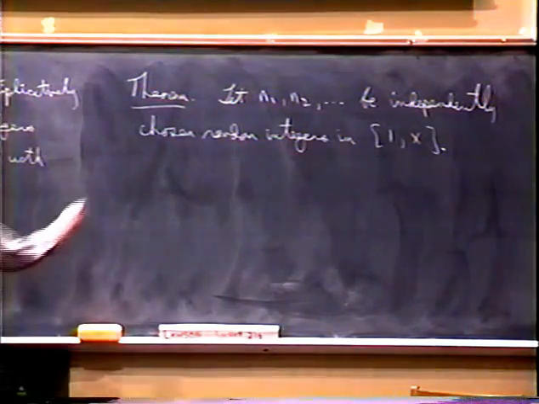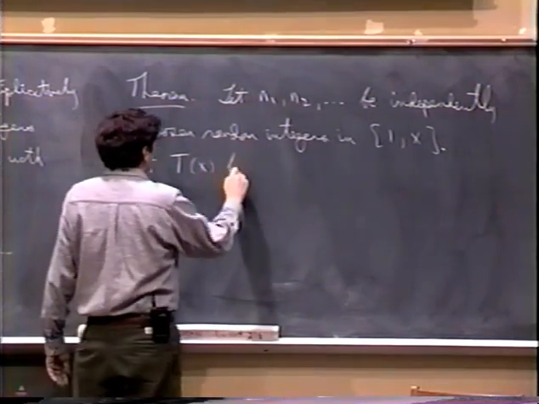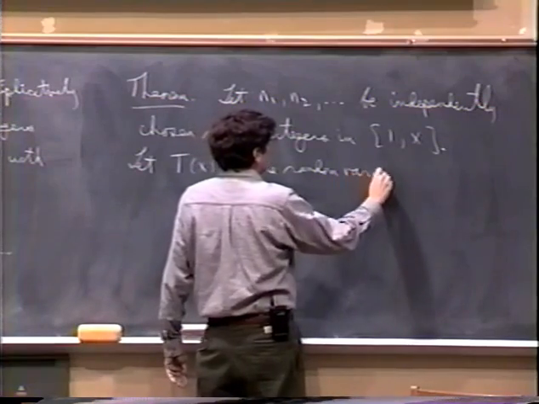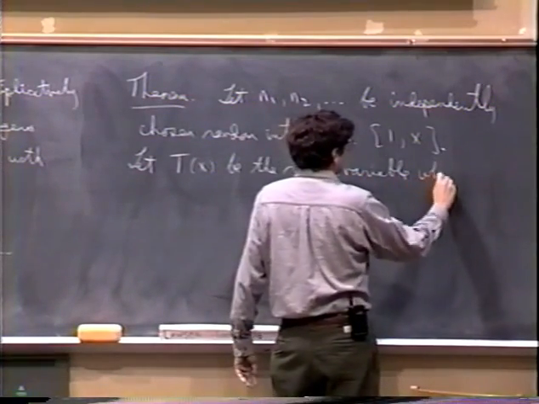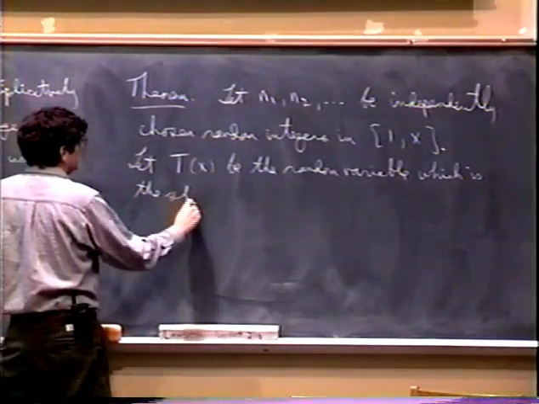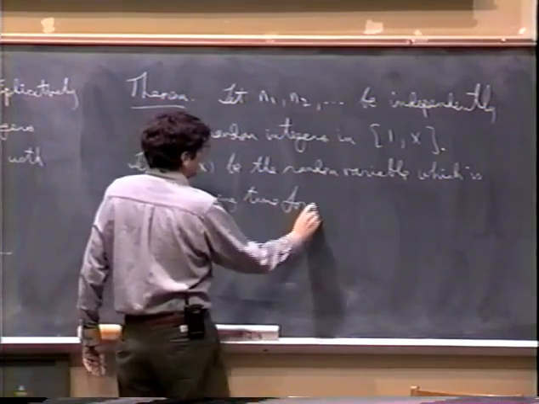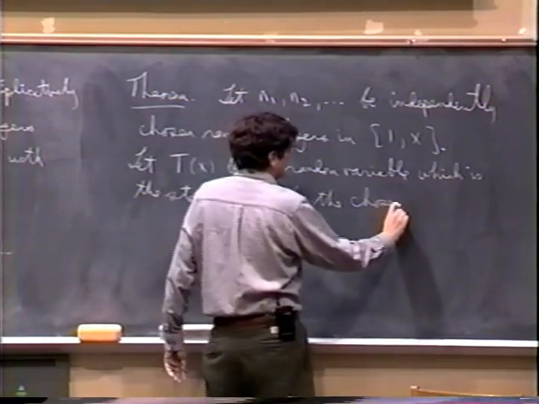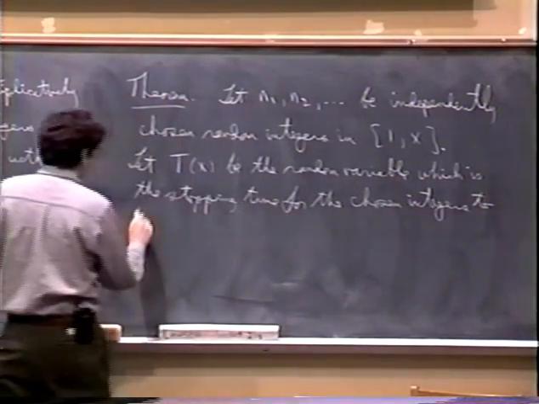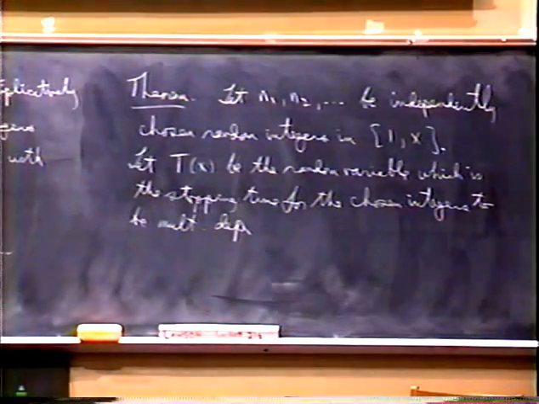So let's let t of x be the random variable which is the stopping time for the chosen integers to be multiplicatively dependent. The question is, what is t of x?